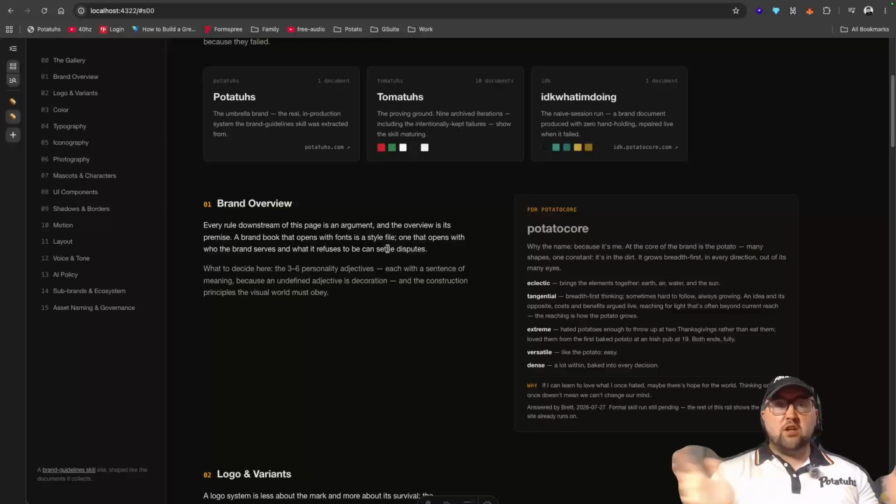A brand overview. I'm just going to read some of these because it was made for this. Every rule downstream of this document is an argument, and the overview is its premise. A brand book that opens with fonts is a style file. One that opens with who the brand serves and what it refuses to be can settle disputes. So you want 3 to 6 personality adjectives, each with a sentence of meaning, because an undefined adjective is decoration, and the construction principles the visual world must obey. The construction principles, the things which every product you create after that apply to this brand are those principles.